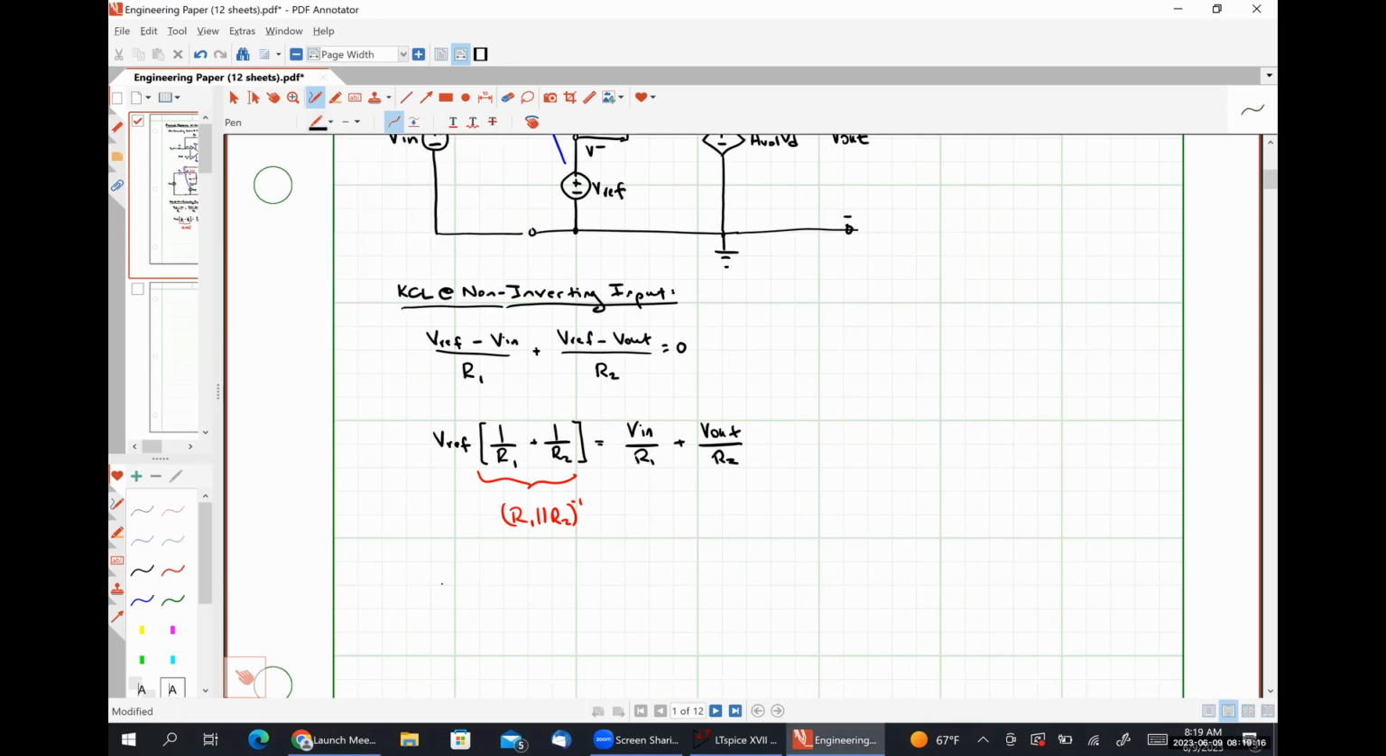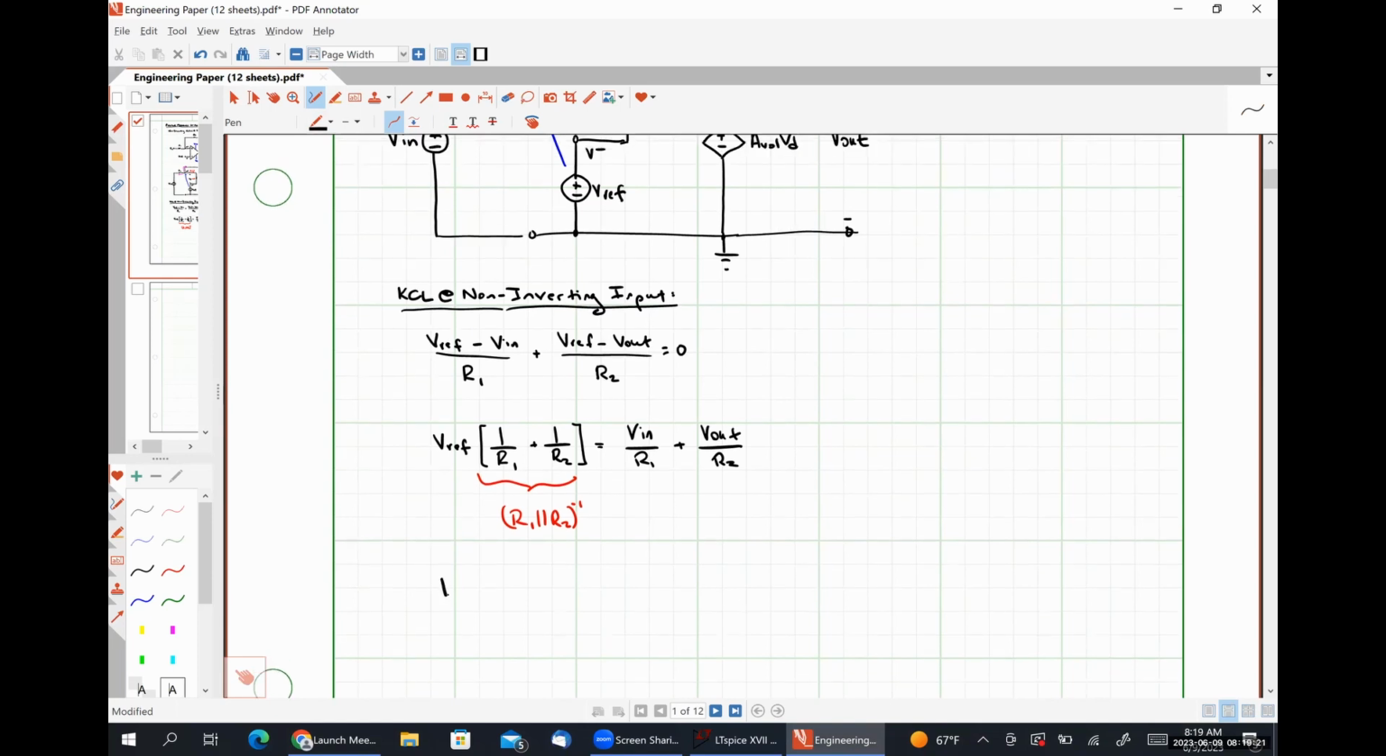And what that's going to leave me with, if my stylus will write, is Vref will be equal to R2 times R1 plus R2 multiplied by Vn plus R1 over R1 plus R2 times Vout.